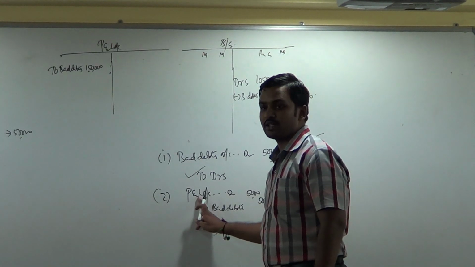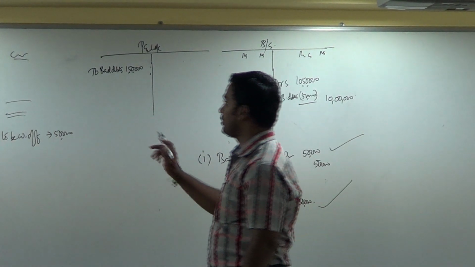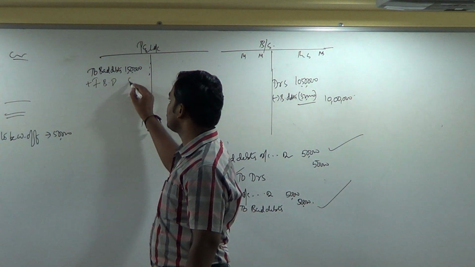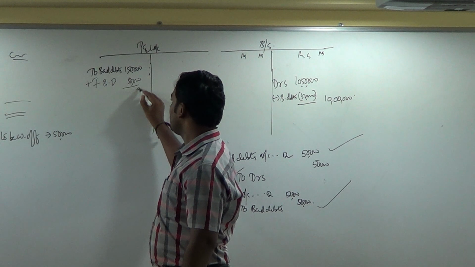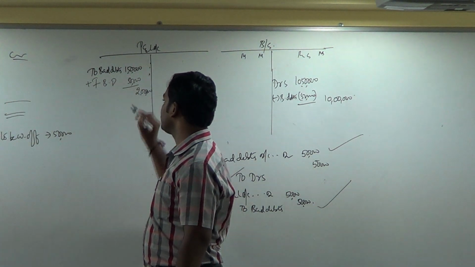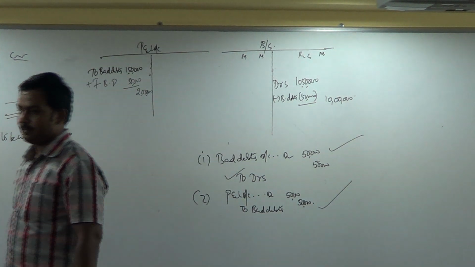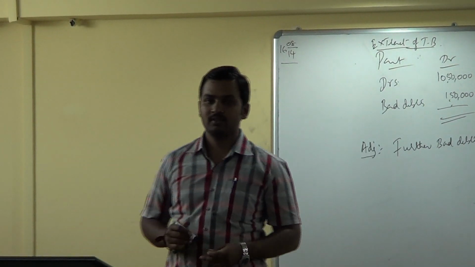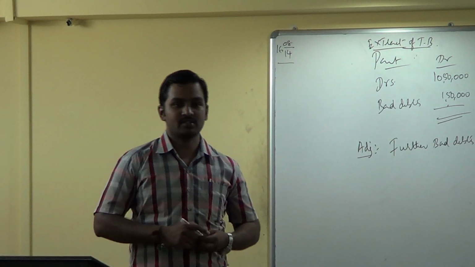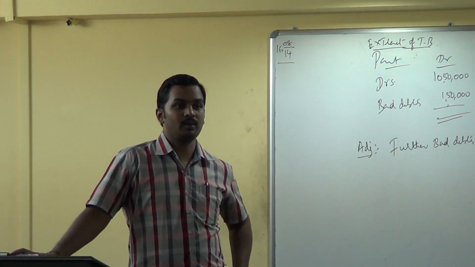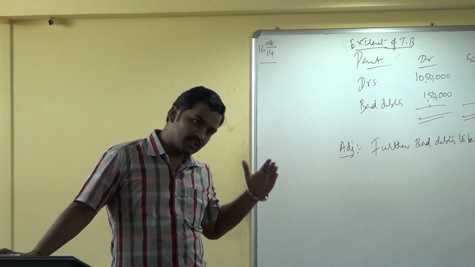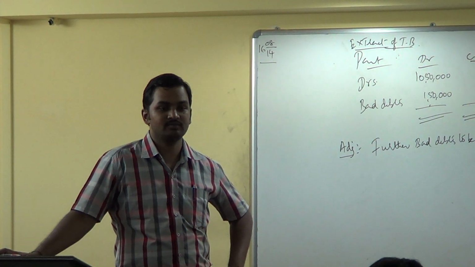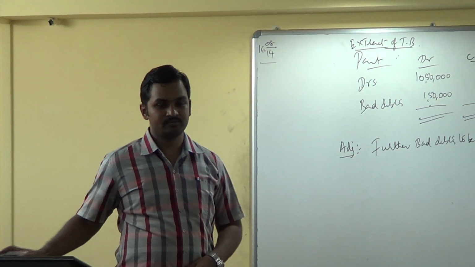Next, P&L account has to be debited with 50,000. So in the P&L account I will write add further bad debts 50,000 in the inner column. Outer column I will write 2 lakhs. So this is a problem where bad debts was given inside the trial balance and also outside the trial balance. Is it clear? Yes, sir. Straight on, no problem.